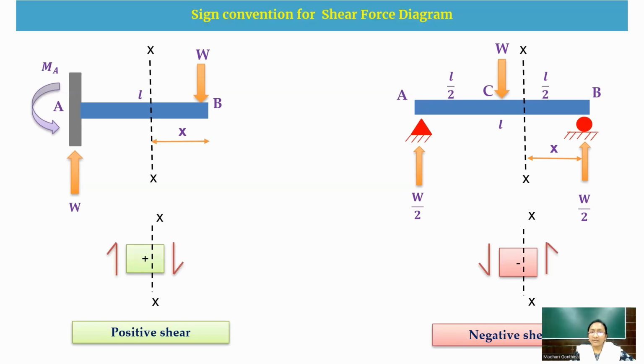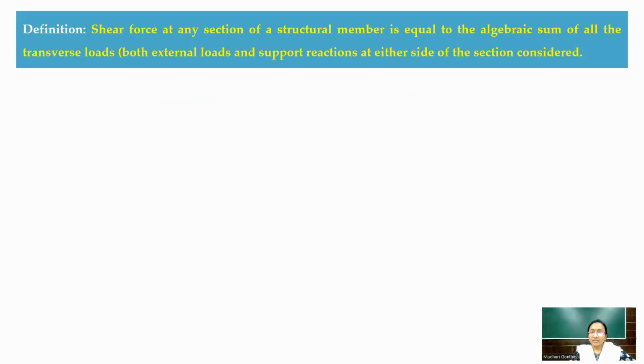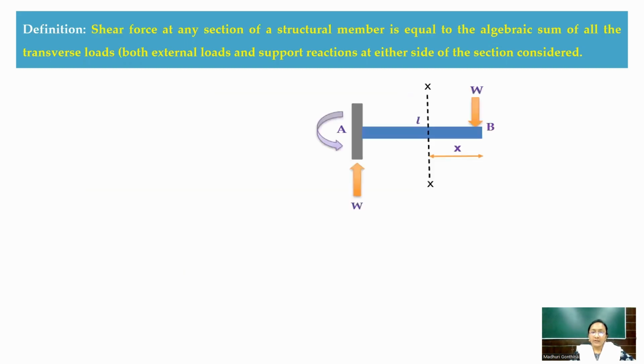Before solving that, we'll go for a definition of shear force. Shear force is nothing but, at any section you cut in a structural member, the algebraic sum of the transverse loads. Here the transverse loads at that section mean the summation of both the external loads as well as the support reactions on either side of the section. Now, for example, if you take a cantilever beam.